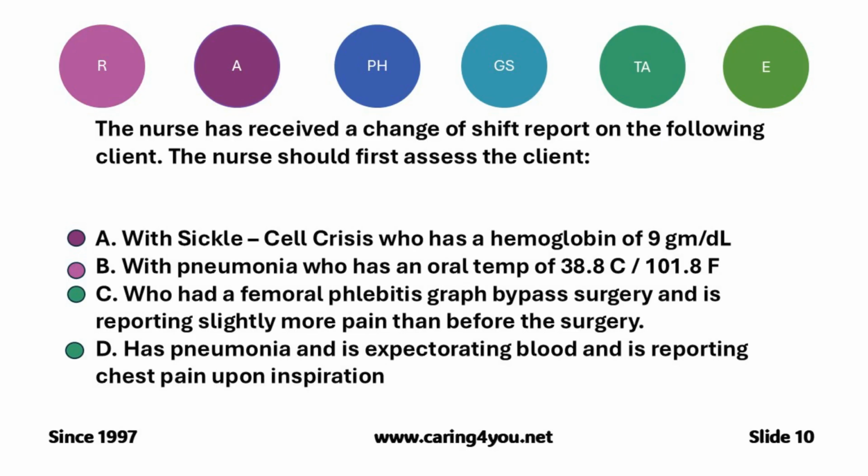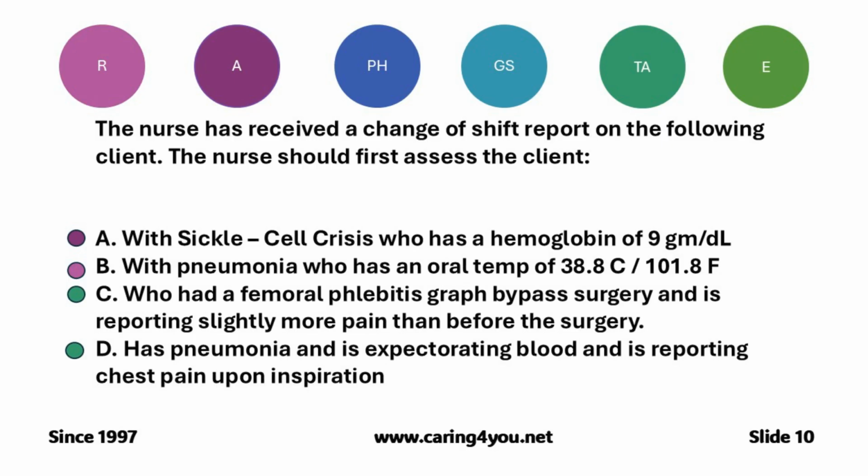Let's read B. With pneumonia, who has an oral temp of 101.8. All right, so this client has a temp. Not good. So what is that a sign and symptom of? That's a presenting problem, right? It's a sign and symptom. It's what's happening now. So that is recognizing cues. We know that they probably have that temp from the pneumonia.